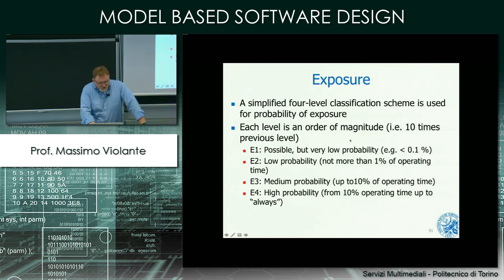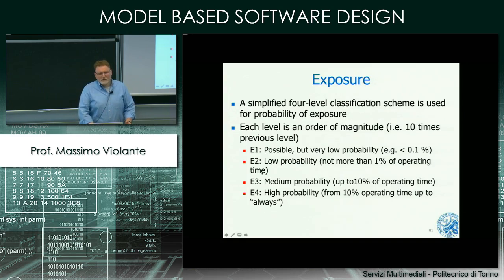Well, first of all, let's try to understand the meaning behind E1, E2, E3, and E4. Let's consider E1. E1 says possible but very low probable. But what does it mean, low probable? Well, we say that an event is low probable if the probability is below 0.1%. Whatever the way in which we define the probability, if it is below 0.1%, the event is low probable. Okay?